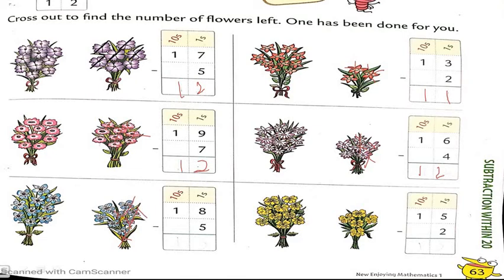Now let's count the remaining. 1, 2, 3, 4, 5, 6, 7, 8, 9 and 10. 11, 12, 13. 13 are remaining.